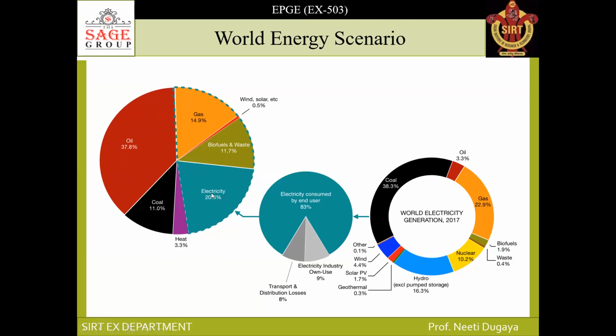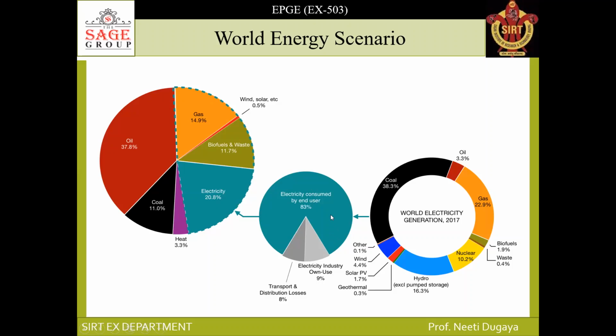Out of the 100%, oil is the major stake of energy, and 20.8% is electrical energy, 11% from coal, biomass and fuels makes around 12%, gas makes around 14.9%, heat makes 3.3%, and wind and solar, etc., contribute 5.5%. And out of this 20.8%, electricity consumed by users is 83%, transportation and distribution losses are 8%, and the electrical industry-wise use is 9%.